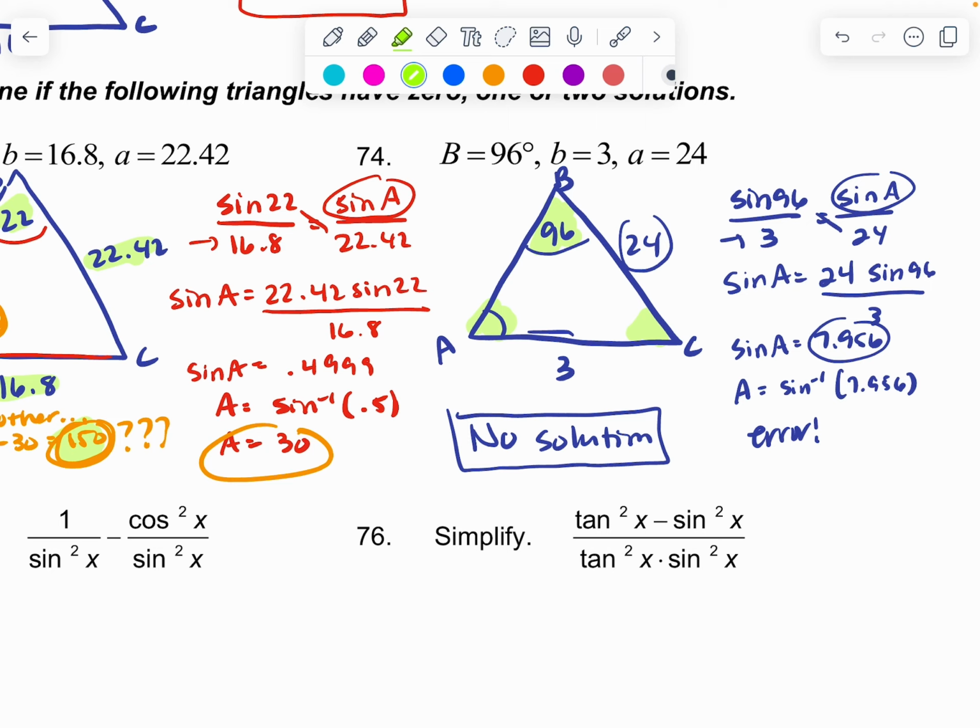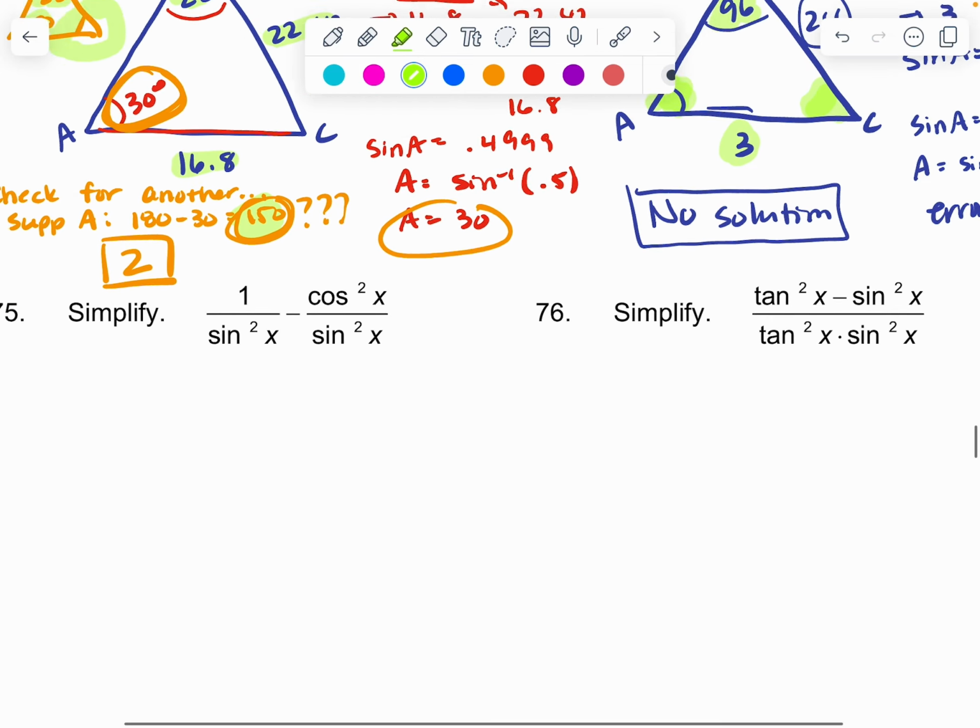So there's no way that any of these guys can be bigger than 96 for that to work, right? If 96 is your biggest angle, then that means that 3 right here has to be the biggest side. There's no way that could be the biggest side, so I can already tell there's no solution.